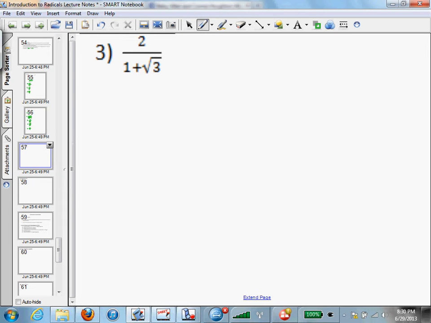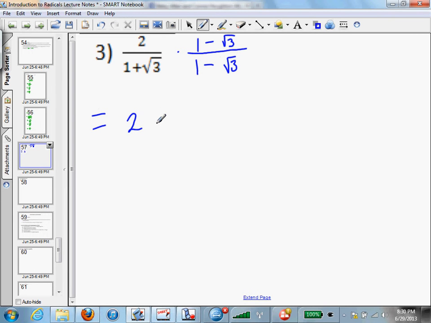With our next example, we're actually going to need to use the conjugates. So to do that, again, we're going to multiply by 1, and on top and bottom, we'll write our expression, but instead of having the middle term as a positive, we're just going to rewrite it as a negative.